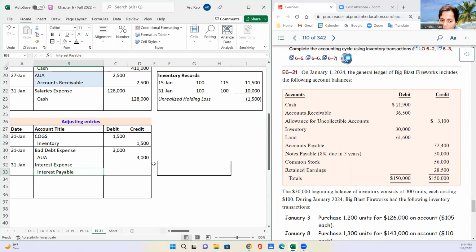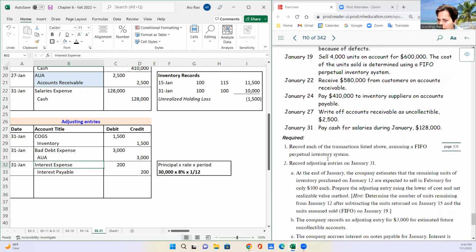Now the next question is, how do I calculate this interest? Interest is always calculated as the principal amount, which is this $30,000 over here, the notes payable, multiplied by the rate, which is 8% per annum, multiplied by the period. We are doing accrual only for 1 month. So it's going to be 30,000 times 8% times 1/12 for 1 month. Always be careful and see what period you're doing this adjusting entry for. So 30,000 times 8% times 1/12 gives me $200. So that's my accrual entry.